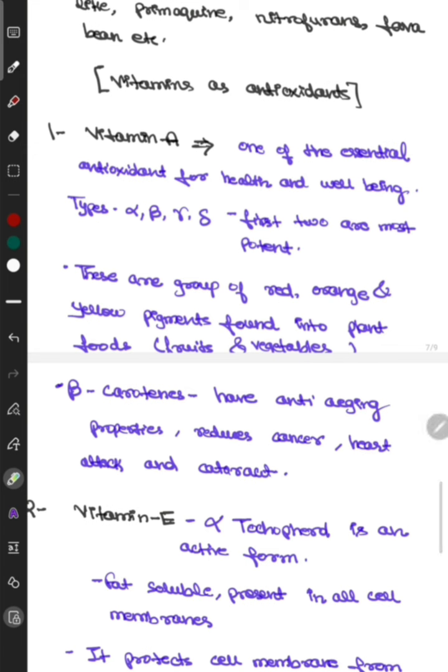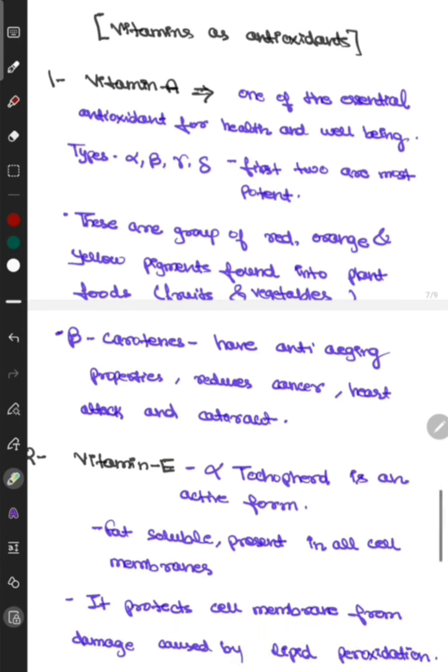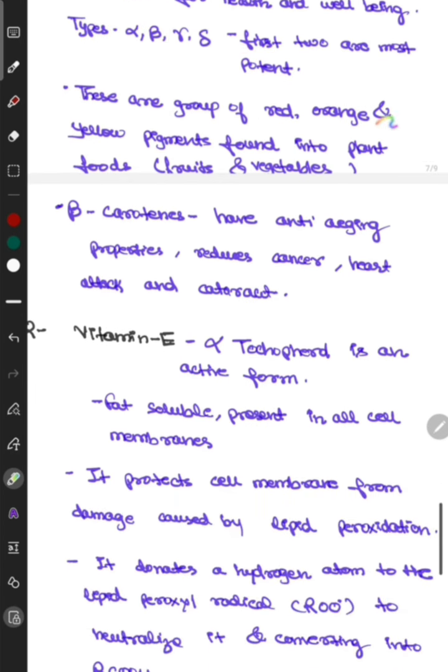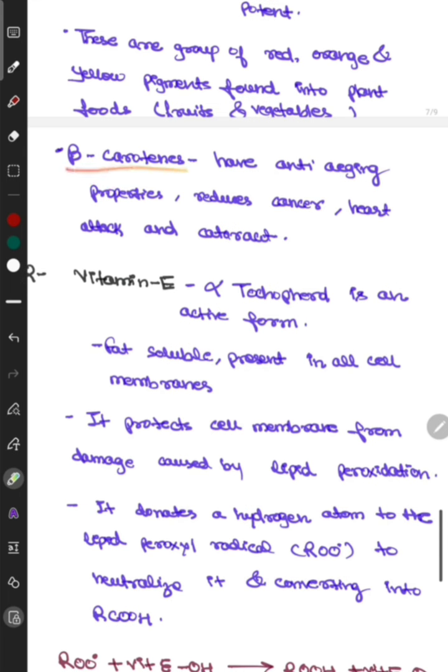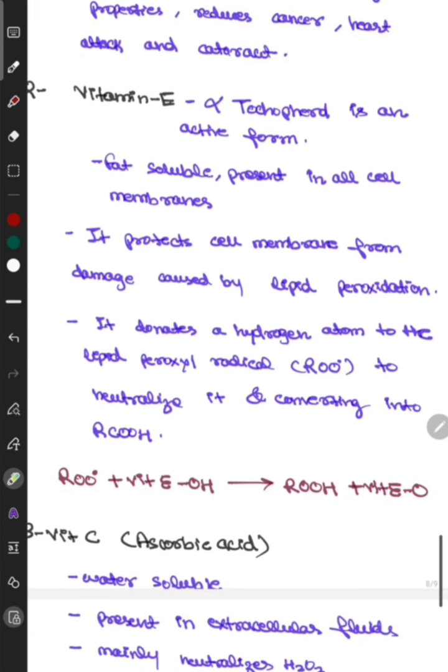Further, we will see the vitamins which act as an antioxidant. First one is vitamin A, which is one of the essential antioxidants for health and well-being. There are mainly 4 types like alpha, beta, gamma and delta, and the first 2, alpha and beta, are the most potent ones. These are a group of red, orange and yellow pigments found in plants like fruits and vegetables. Beta carotene has anti-aging properties that reduce cancer formation, heart attack and cataract formation.